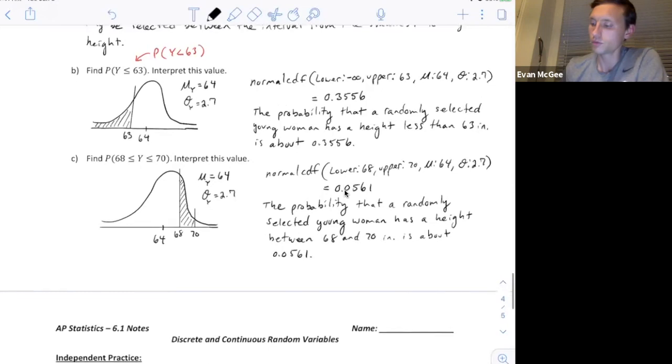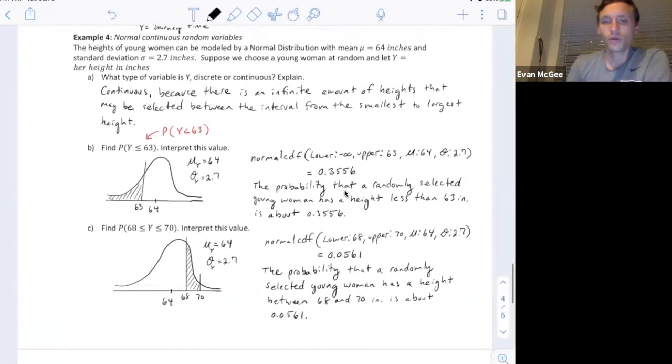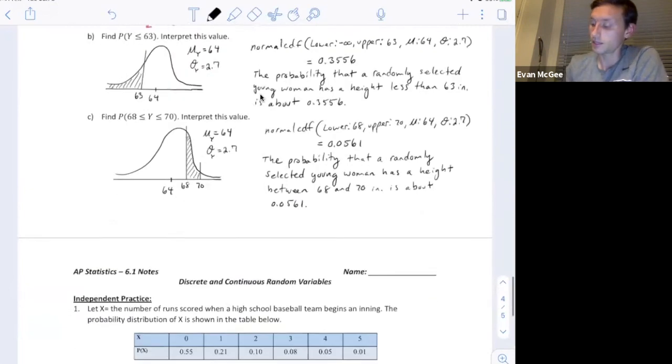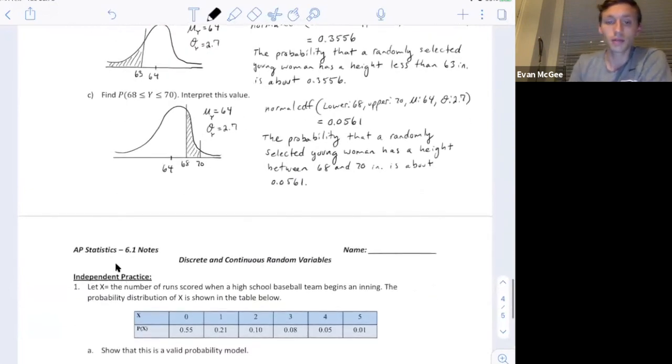Moving forward with problems like this, we can only use the normal density curve if they've told us somehow that the distribution is normal. So be aware of that. Go ahead and take a look at the independent practice problems. There could be some discrete and continuous problems in there. Go ahead and solve them and check your work.